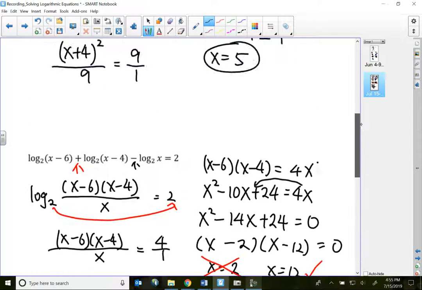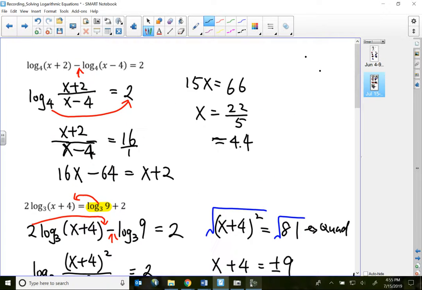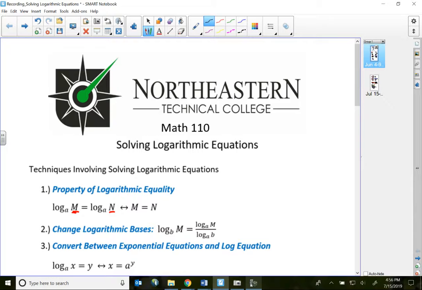Okay, so just quickly kind of mention different techniques that we learned before and how we use those techniques or properties to help us solve our logarithmic equations.